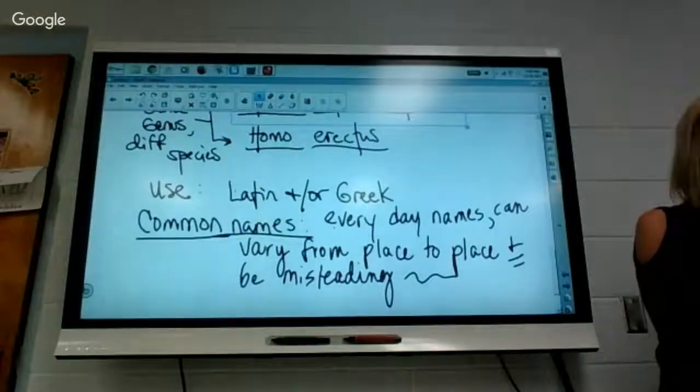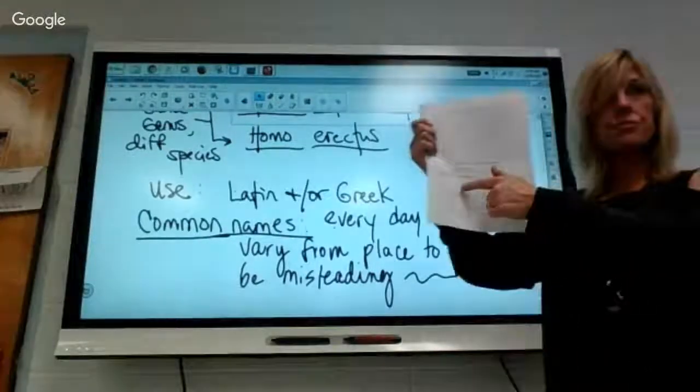Okay, so below that, y'all see where there's 3 ovals right here?